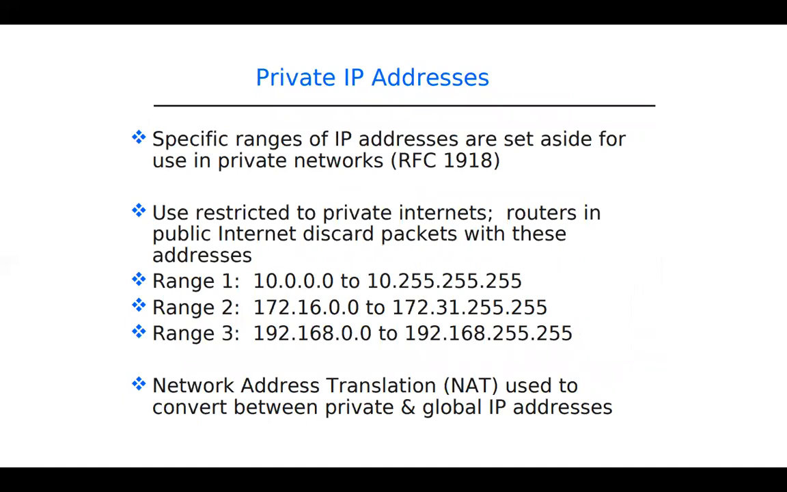Next is the private IP address. Private IP addresses are specific ranges of IP addresses which are set aside for use in private networks. These are examples of the IP addresses that are used for private networks. For example, range 1 is from 10.0.0.0 to 10.255.255.255. And this is range 2, and range 3.